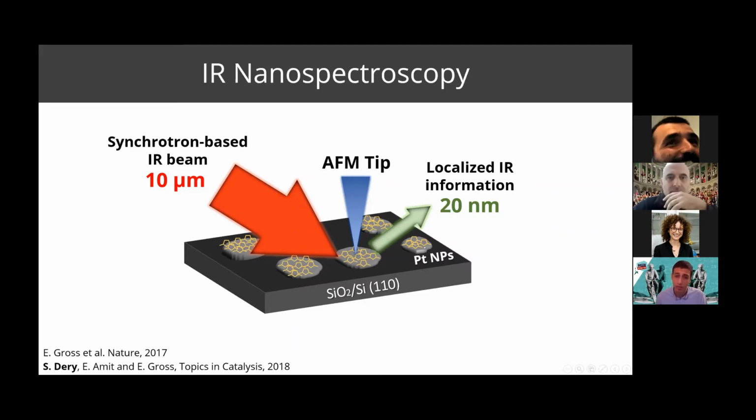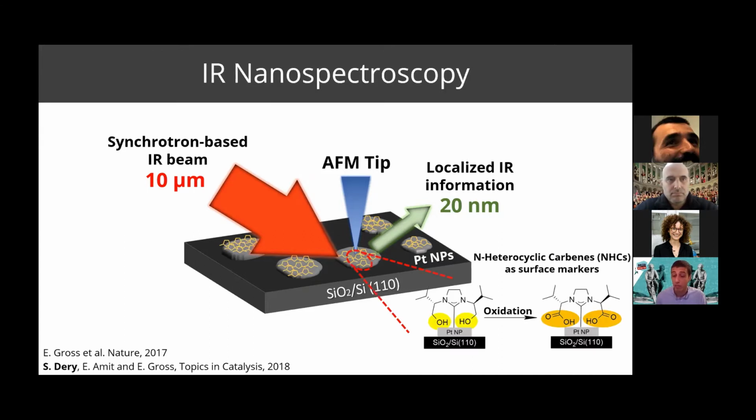This is a great tool, really, but the problem is that we need a surface marker for surface-induced reactivity that can actually absorb in the IR range. For this purpose, we use N-heterocyclic carbenes, these molecules, and we deposit them on the surface. In this case, we use hydroxide-functionalized NHCs. These act as surface markers for oxidation, the transformation from an alcohol to a carboxylic acid. This is our model system.